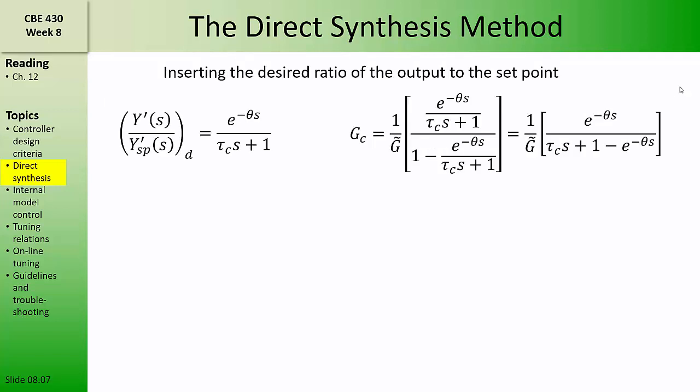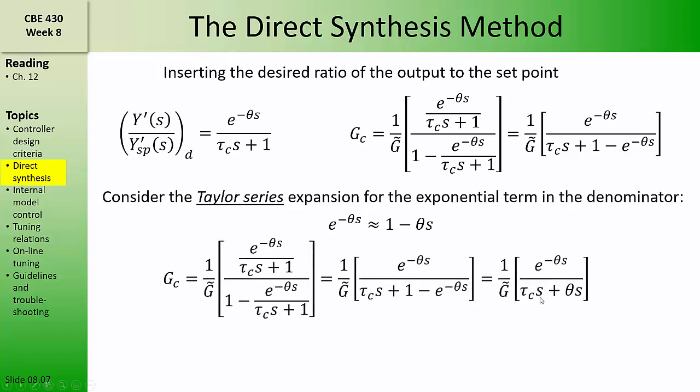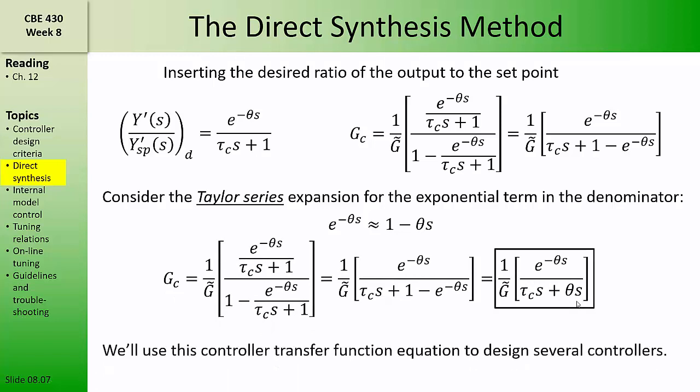Now, if we insert the desired ratio of the output to the set point, that is the desired servo transfer function, into the formula for the direct synthesis method, we can multiply by tau c s plus 1 to simplify, and we obtain a controller transfer function that has a time delay in both the numerator and denominator. To deal with the time delay in the denominator, we will approximate it using what we introduced earlier for the Taylor series expansion of the exponential. The resulting tau c s can be combined with the theta s in the denominator. We will use this controller transfer function equation to design several controllers.